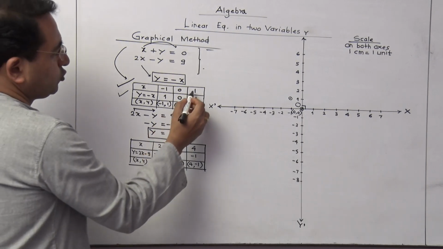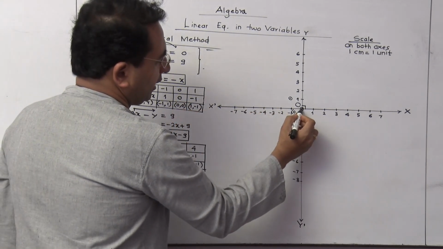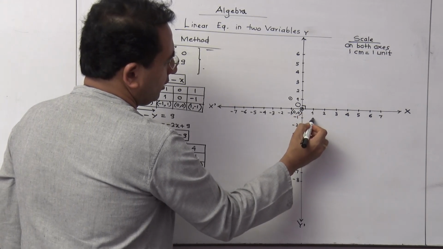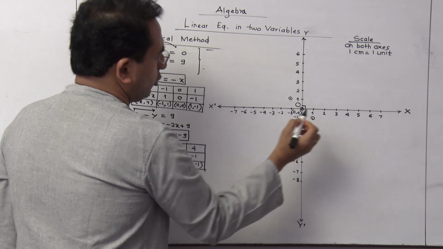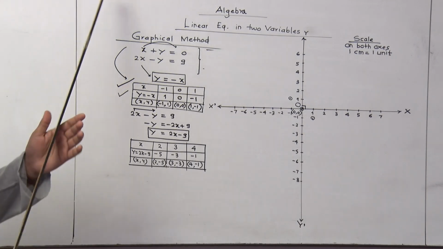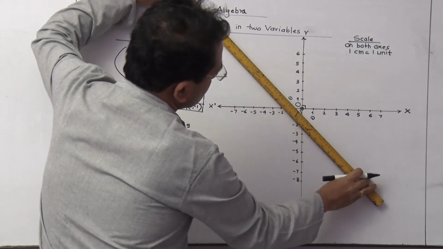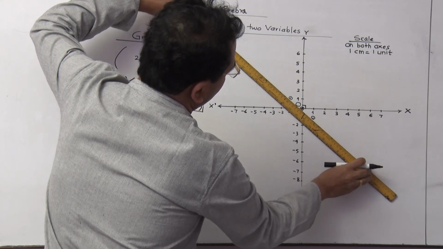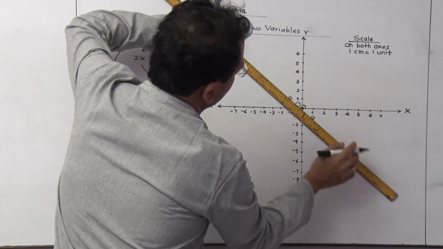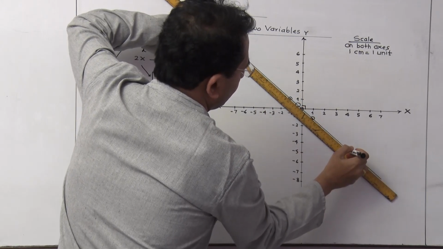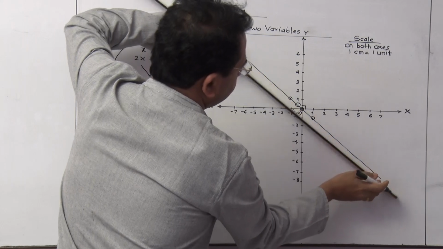And the next one is 1, -1. Now you have to stand here again. 1 means to the right, and then -1 means you are going to get a point somewhere here. That is 1, -1. Now we are supposed to draw the line through it. Correct? So I will just see whether I am getting all points collinear. I am getting all points collinear. Then I will draw the line passing through all these points. So I am getting this line.